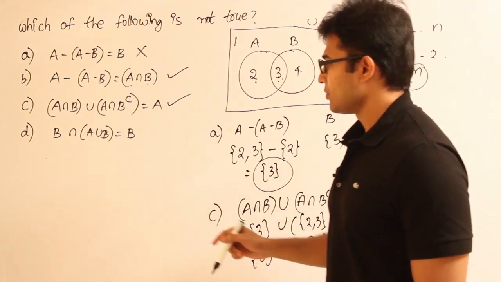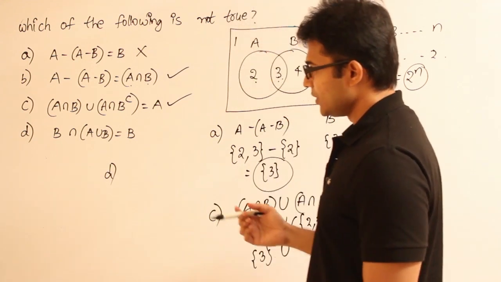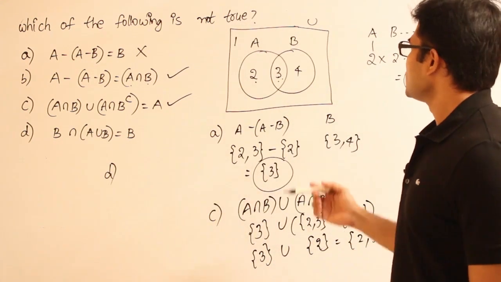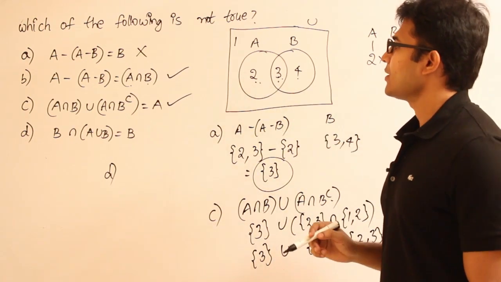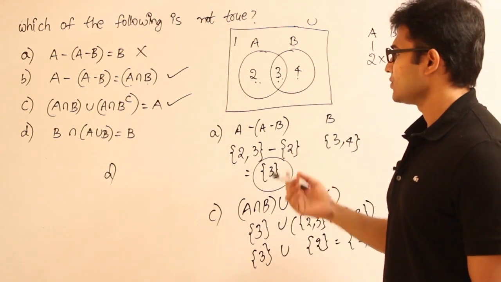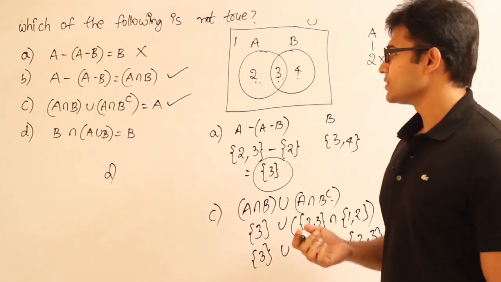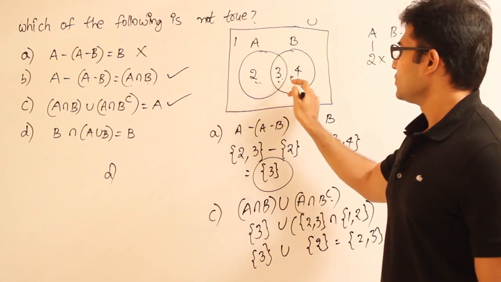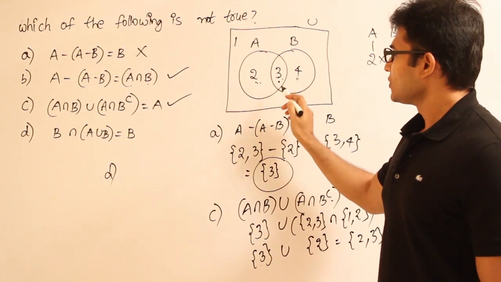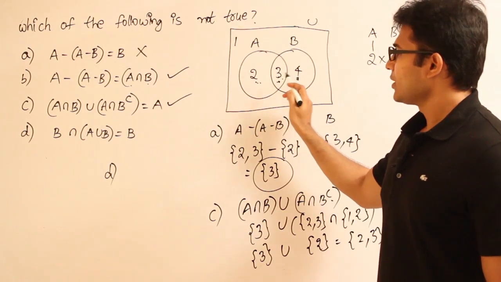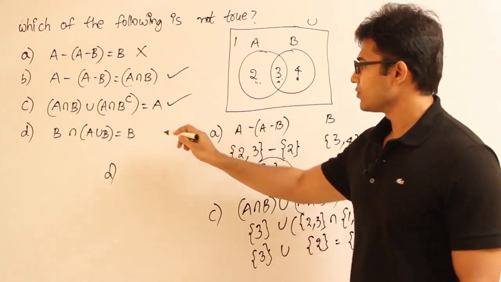Now let's see about option number D. B intersection A union B. So what is it? A union B is 2 3 4, and B intersection A union B is trivial, right? If you are able to figure it out, it is trivial. Otherwise, see this. A union B is 2 3 4, and B intersection A union B is 3 4 intersection 2 3 4, which is nothing but 3 4, right? Therefore the left hand side is 3 4 and the right hand side is simply B, which is 3 4. Therefore it is also true.